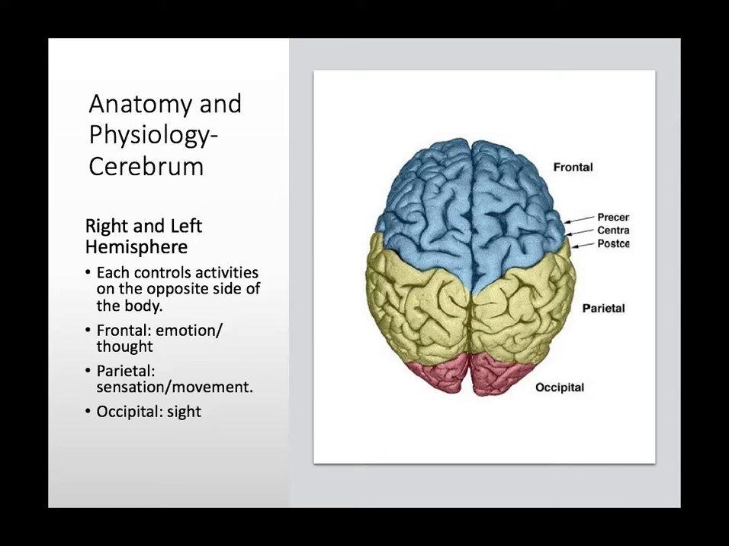The frontal lobe controls emotion and thought. The parietal lobe controls sensation and movement. And the occipital lobe controls sight. The temporal lobe does hearing, sound, and speech.